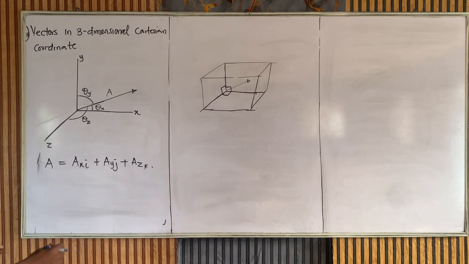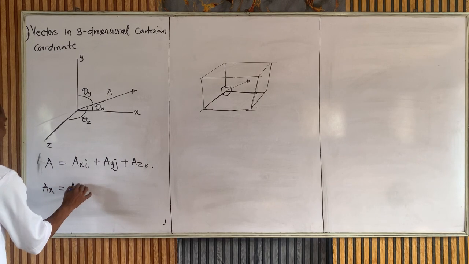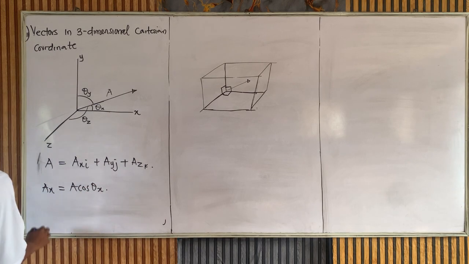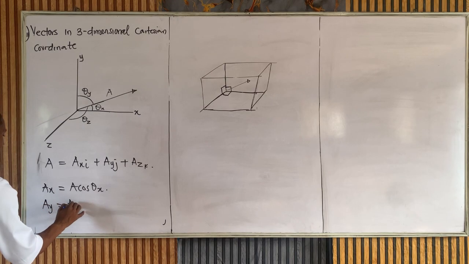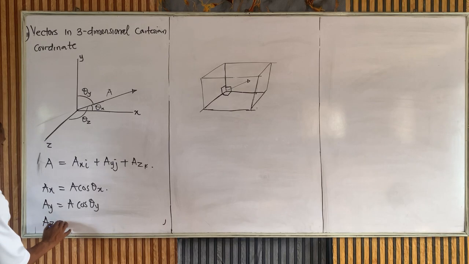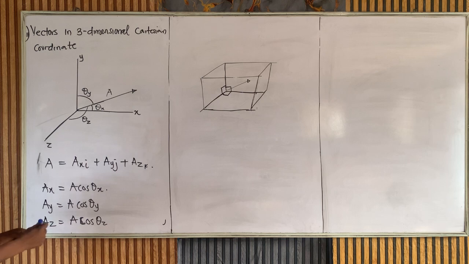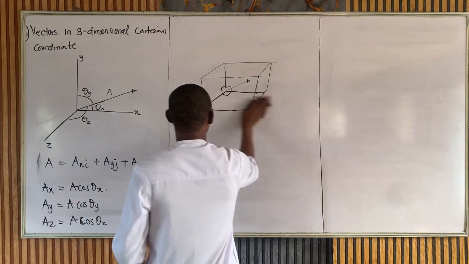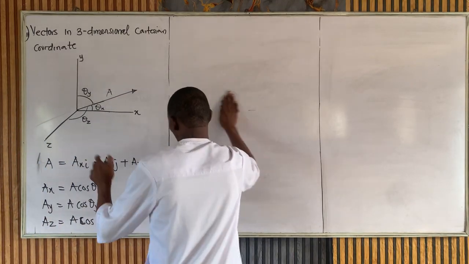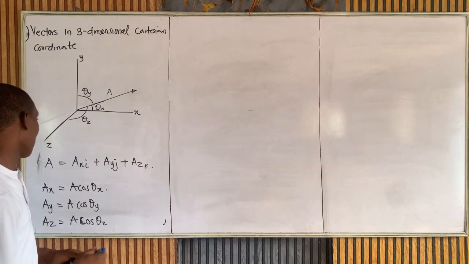That's to represent this vector. And this AX is given as A cos theta x. And AY is given as A cos theta y. And AZ as well is given as A cos theta z. So you use cos for each of them, unlike where we use sine and cos for the 2-dimensional Cartesian coordinate component vector. Here we use cos: cos of the angle made with x, cos of the angle made with y, and cos of the angle made with z.